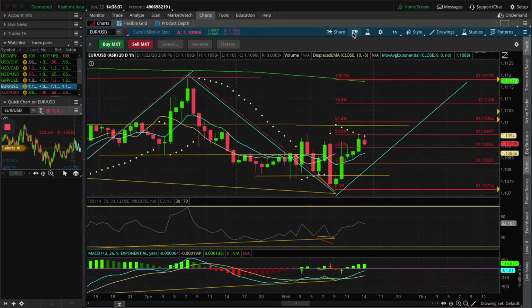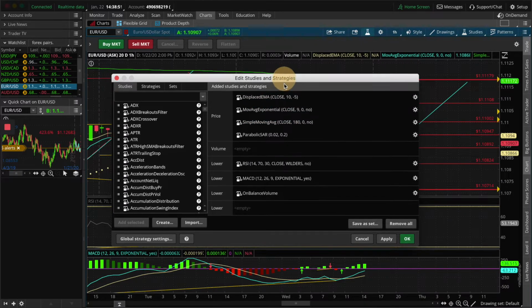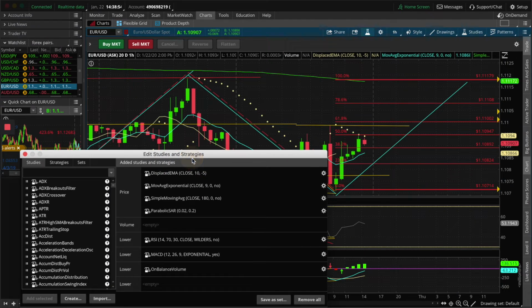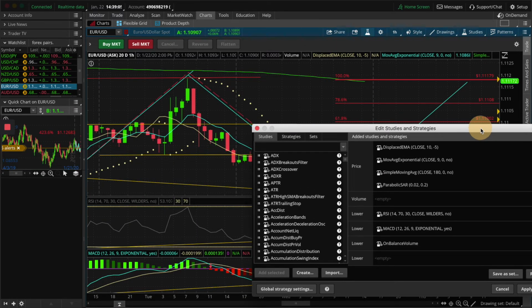So over here, I guess you can share. I don't really know what these buttons are, but over here is your studies. And so these are the different indicators that I have in here. So just to go through this pretty quickly, this is the displaced EMA line. I actually can't read it through right here. Okay, the displaced one is the yellow line.